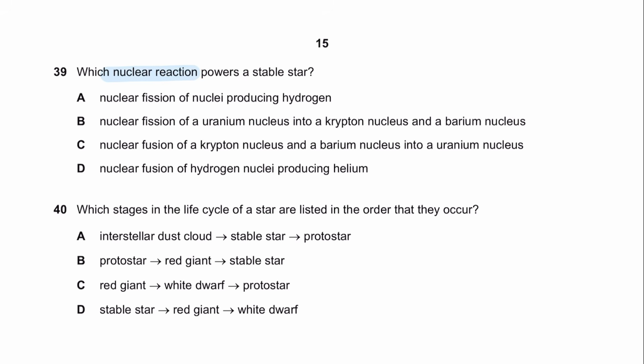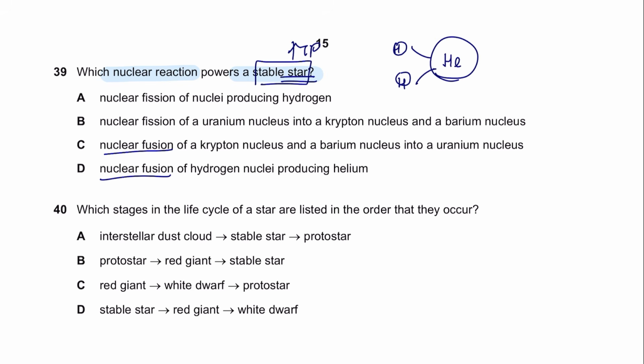Question 39. Which nuclear reaction powers a stable star? The type of nuclear reaction that takes place in a star at a very high temperature is nuclear fusion. And nuclear fusion is when you have 2 hydrogen atoms fused together to form helium. So the answer is D.